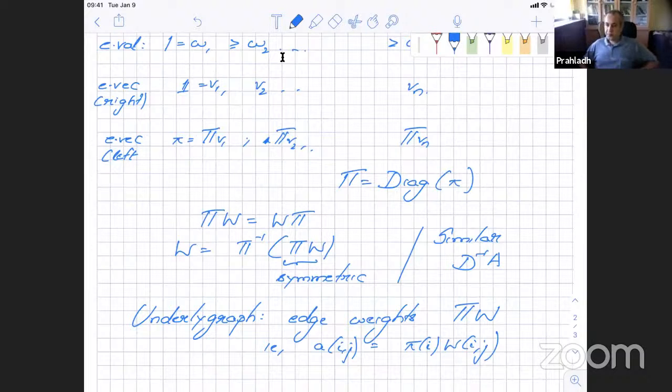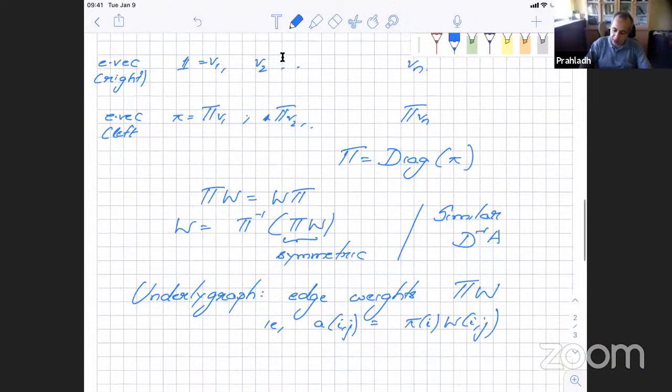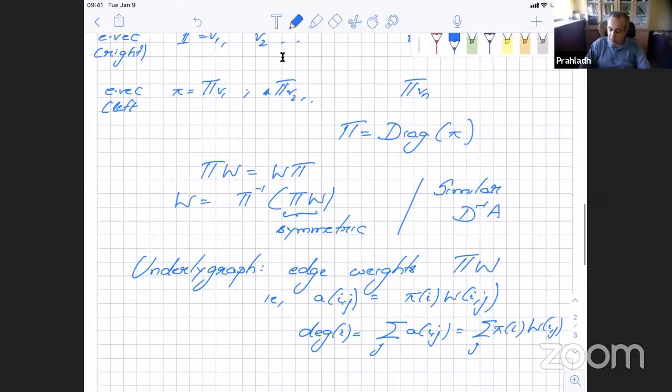In this graph, what will be the degree of the ith vertex? The degree of the ith vertex will be the sum of the weights going out of the ith vertex, summed over j. This is just summation of pi i Wij, and that will exactly be equal to pi i. The degree of each vertex will be its probability according to the stationary distribution, if you define the edge weights like this.